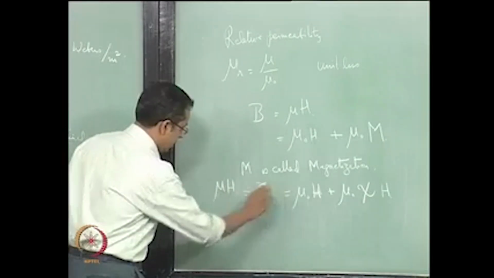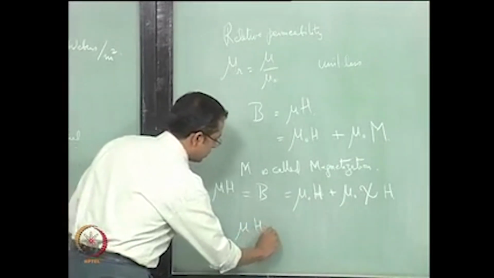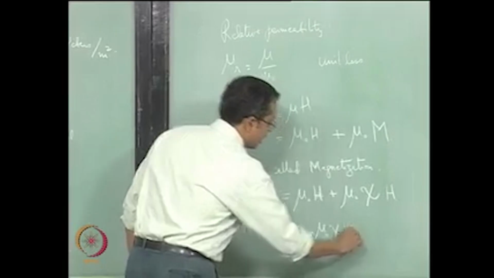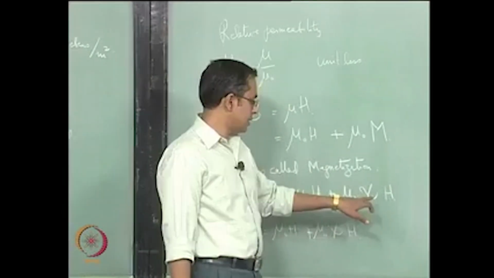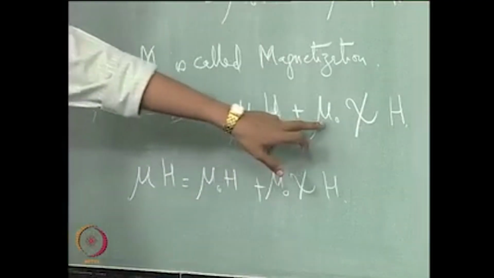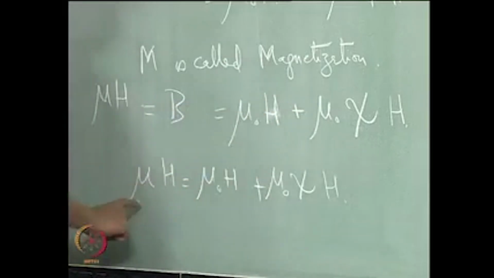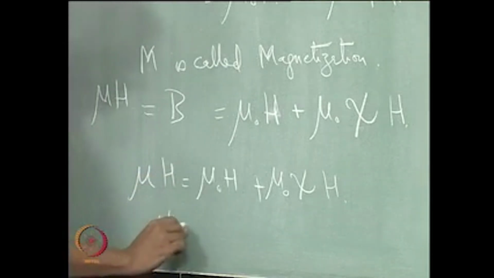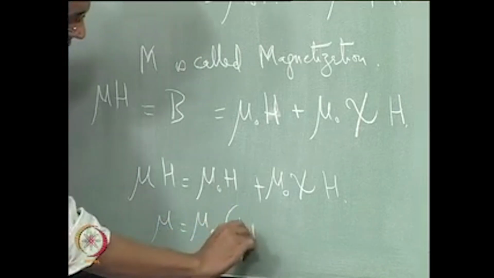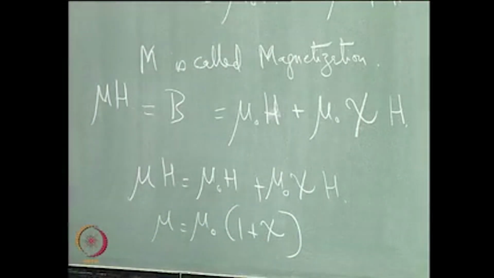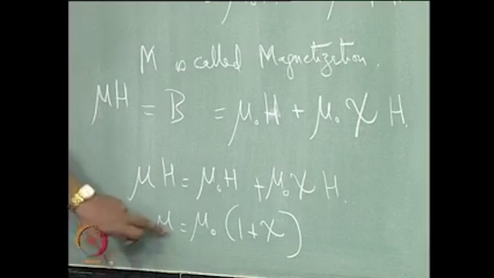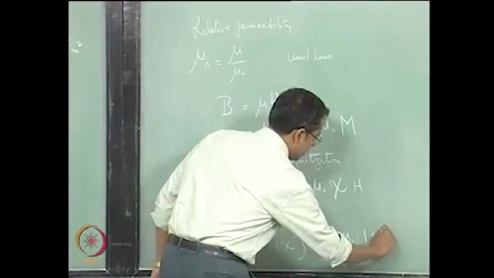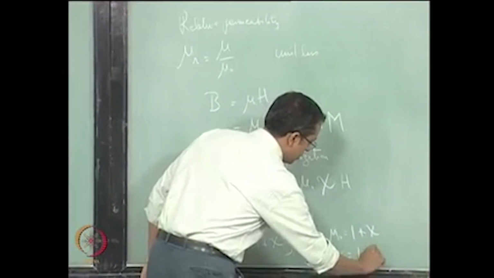We have H as a common factor here, so we are simply saying mu H equals mu naught H plus mu naught chi times H. This chi here is called magnetic susceptibility. Mu naught is the permeability of vacuum, and mu is just the permeability. So if we remove H, we simply have mu equal to mu naught times (1 plus chi). Therefore mu by mu naught is the relative permeability, that is how we have defined it, which implies mu r equals 1 plus chi, or chi equals mu r minus 1.